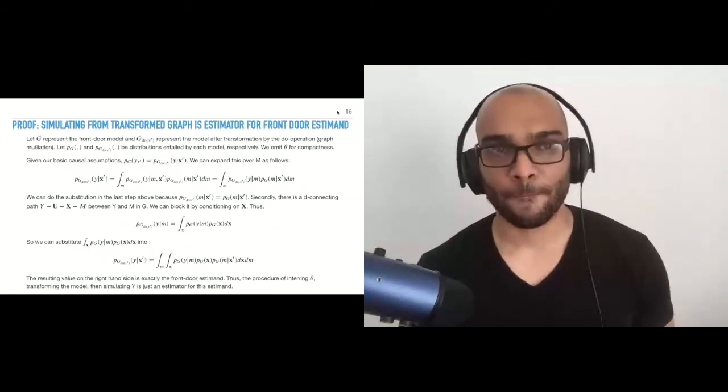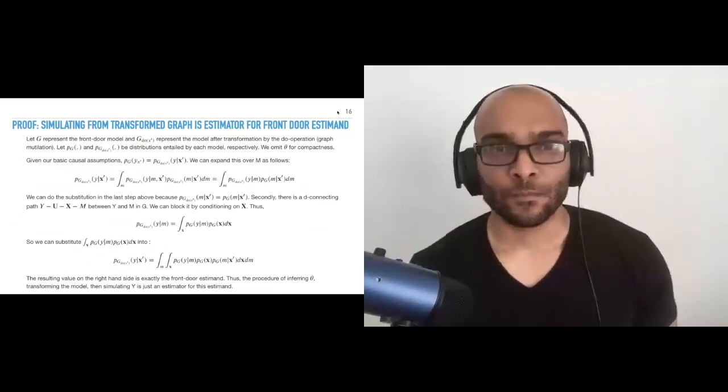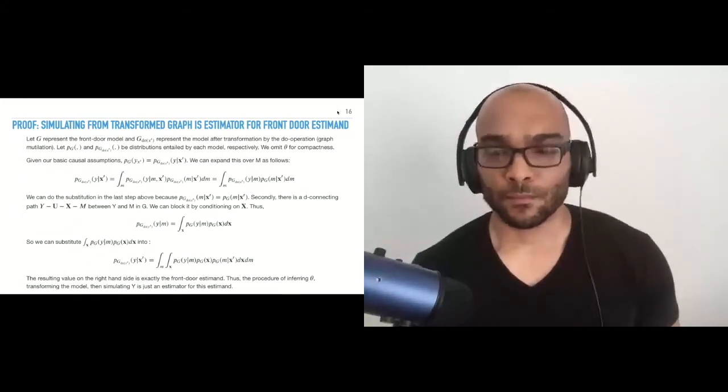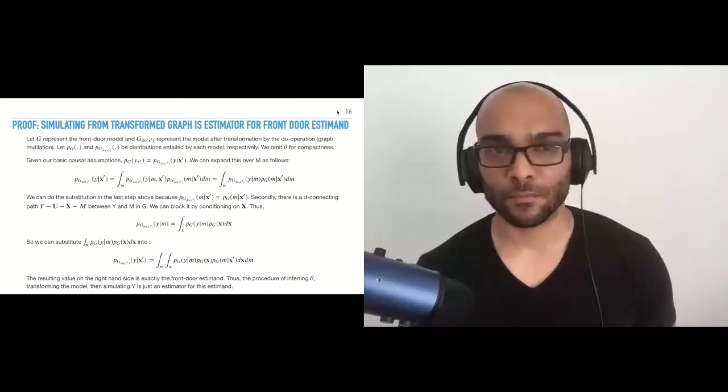We drive this intuition home with this front door example by showing that simulating from the transformed graph is indeed an estimator for the front door estimand. We show this by taking the probability distribution of y given x prime on the transformed graph and expanding it out until we see that it's equivalent to the front door estimand. Therefore, the procedure of training theta, transforming the model, and simulating y is just an estimator for this estimand.